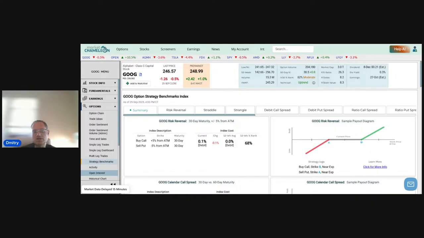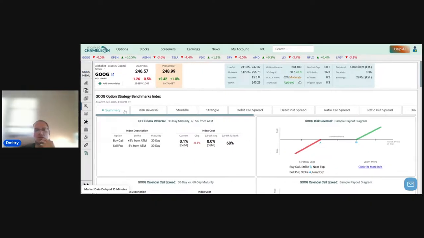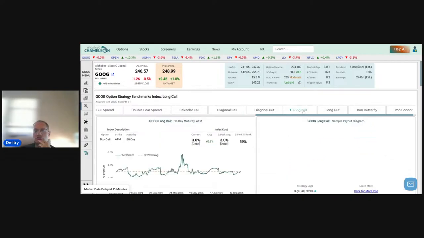Okay, so we come to this page. I'm going to click on this menu to minimize it. And we have all these different strategies up top. You could see risk reversal, straddle, strangle. So I'm going to slide over because there are different types of strategies. But we're going to look at a long call. Okay, I'm going to click on this, and we come to this page.